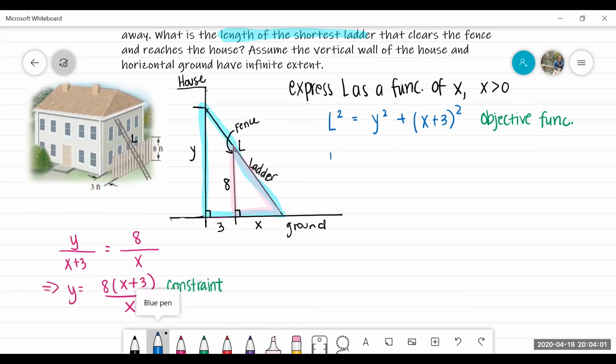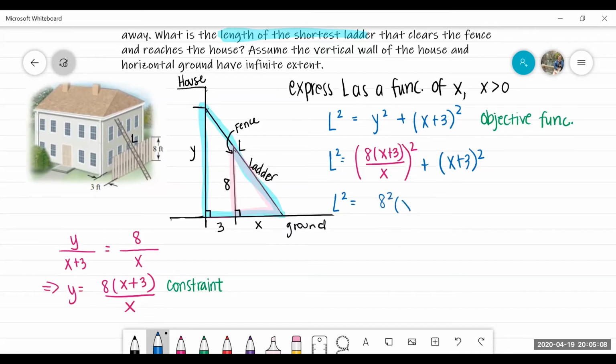Back to this Pythagorean theorem, we have L squared. Again, I'm trying to incorporate the full length of this ladder, equal to, and instead of y squared, I'm going to use this (8x + 3)/x quantity squared plus (x + 3) squared. Cleanup that we can do, I'm just going to write this for a second as L squared equals 8 squared (x + 3) squared over x squared. I just multiplied this squared into each of the groups, plus (x + 3) quantity squared.